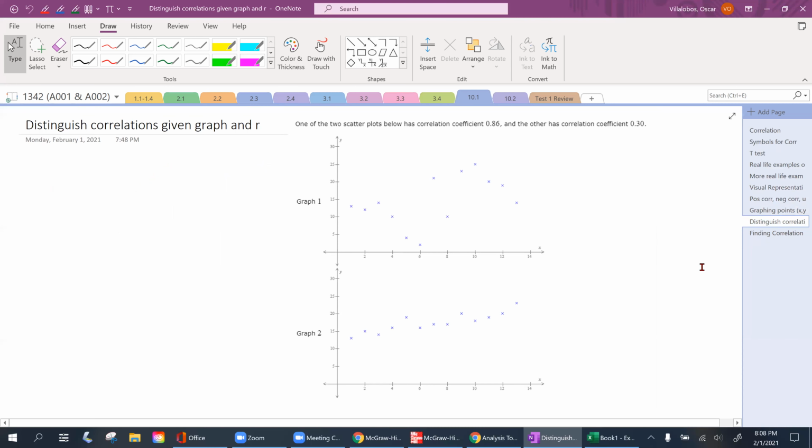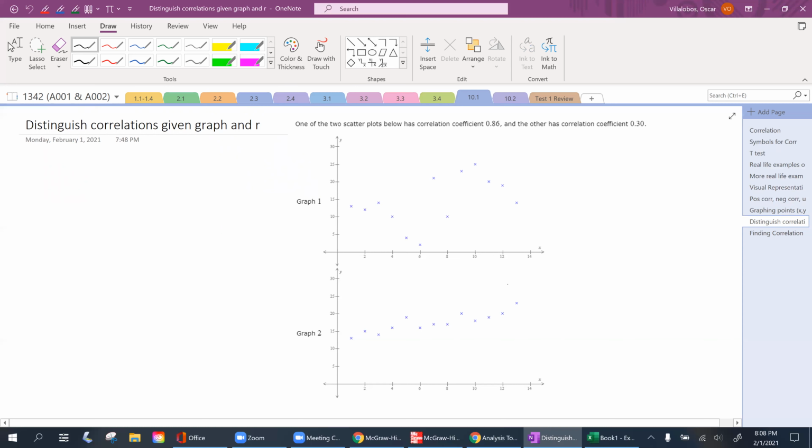Which will take me to here: distinguishing correlations given the graph and the R. I'm giving two graphs. Graph 1 looks pretty curvy, it does something like that. And I'm giving another graph, graph 2, that looks more lined up.